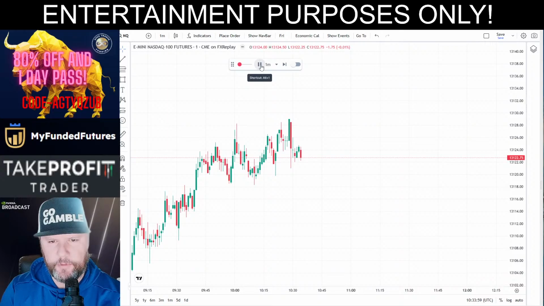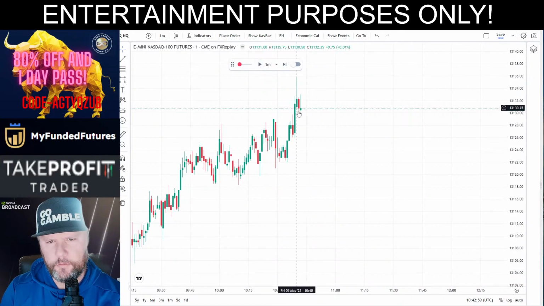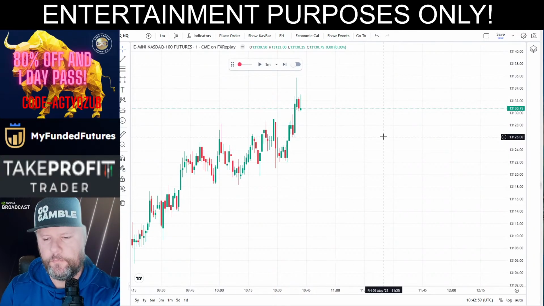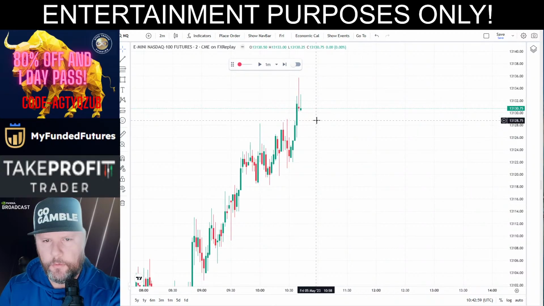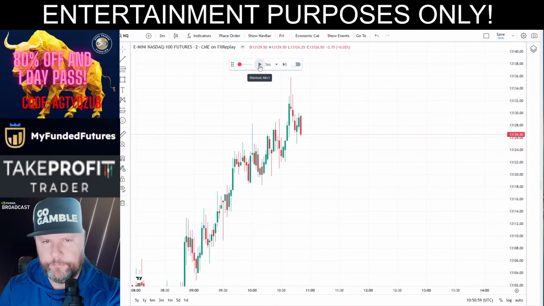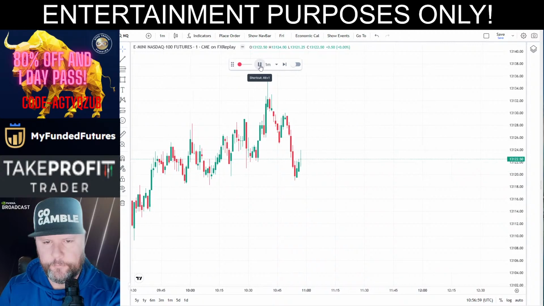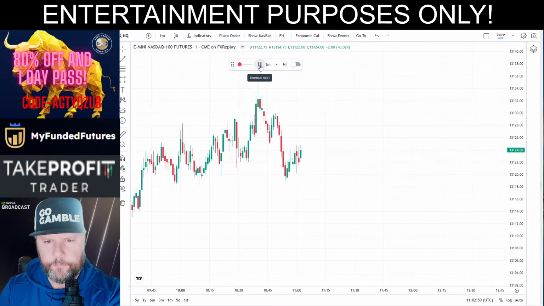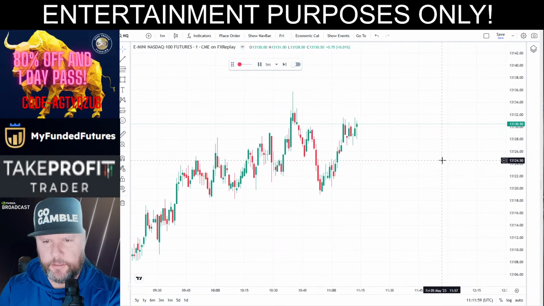Anybody else feel like the time on these charts is slightly off? I mean, that's a very small gap. Guess there is one on the 2-minute, but it's not very big either. This is FX Replay time. I'm not super familiar with it.